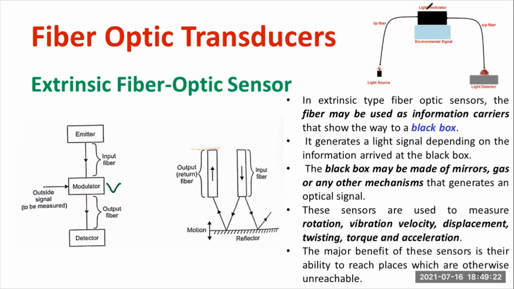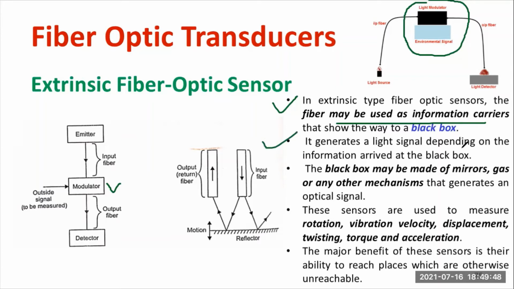Here you can see this is the modulator. You can see the black box. The sensing will take place inside the black box, not from the fiber optic part. So in the extrinsic type fiber optic sensor, the fiber is used as an information carrier. That's very important. The information is carried from this point to this particular point. Processing takes place externally.